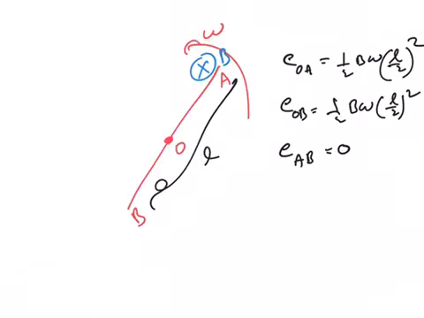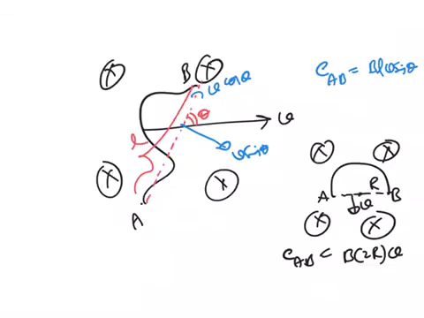Now, if the rod is fixed at the middle, then in that case the EMF induced in this part and in this part will be in opposite directions. Therefore the total EMF induced will be equal to 0, and in this part it is half B omega (L by 2) whole square, and in this part also it is half B omega (L by 2) whole square.